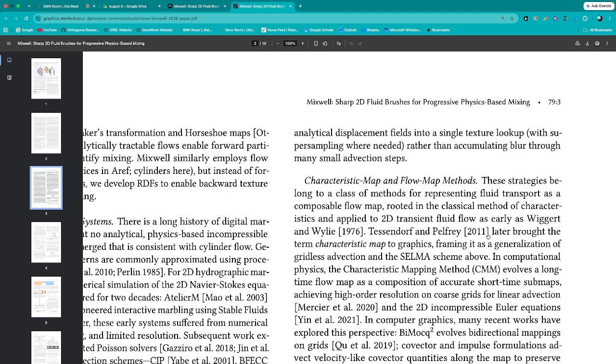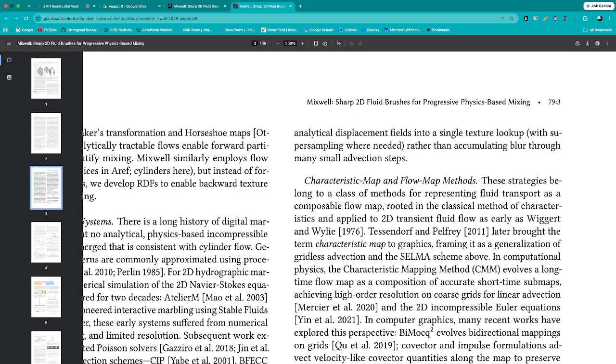Tessendorf and Pelfrey, 2011, later brought the term characteristic map to graphics, framing it as a generalization of gridless advection and the scheme above. In computational physics, the characteristic mapping method evolves a long-time flow map as a composition of accurate short-time submaps, achieving high-order resolution on coarse grids for linear advection and the 2D incompressible Euler equations. In computer graphics, many recent works have explored this perspective.